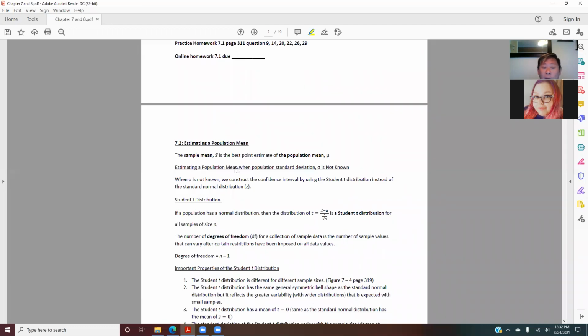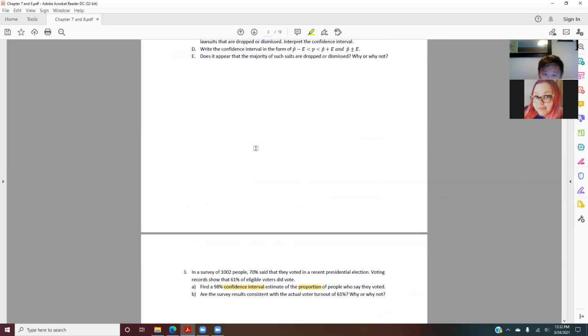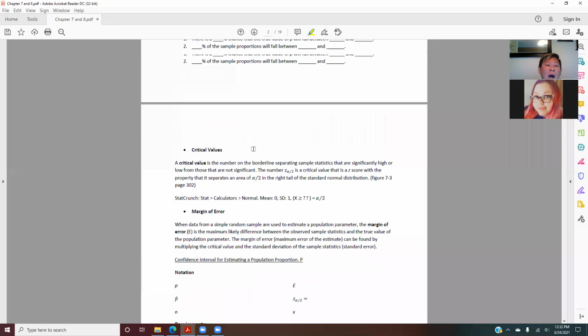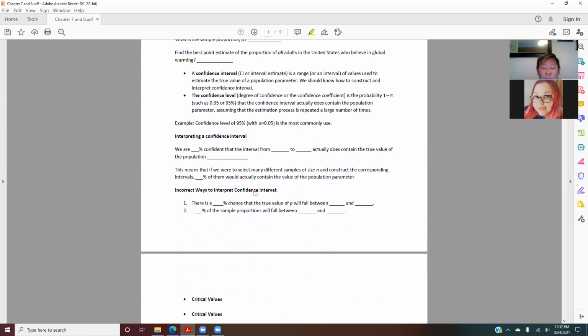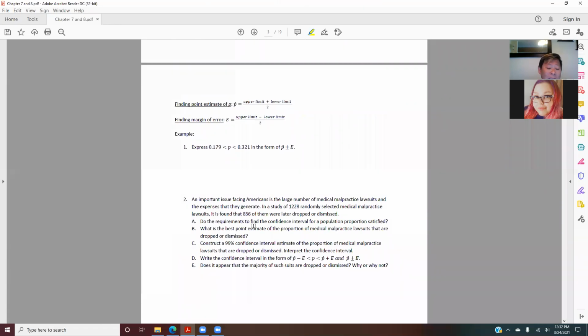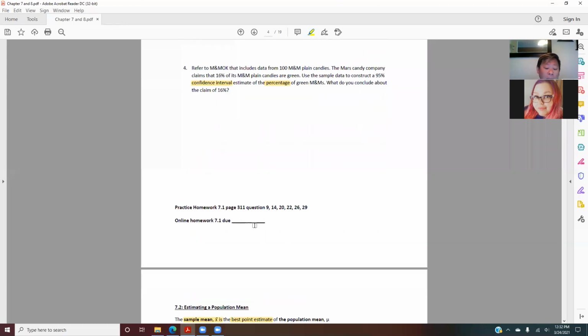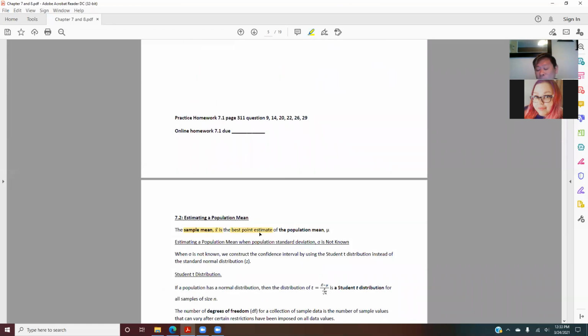So for the population mean, the best point estimate is your sample mean, x bar. If you remember last time in 7.1, the best point estimate for the population proportion is your sample proportion, p hat. So that is 7.1, where you figure out what p hat is. But for the mean, it's very easy. The sample mean is the best point estimate for the population mean.